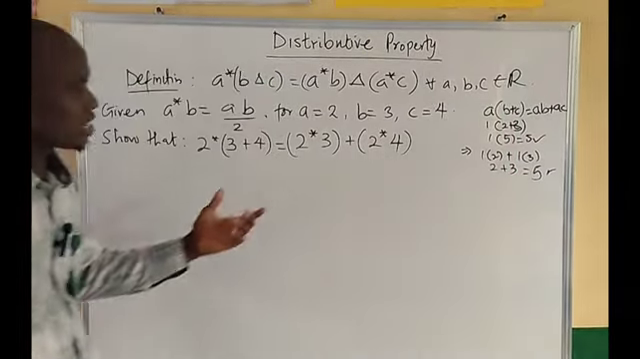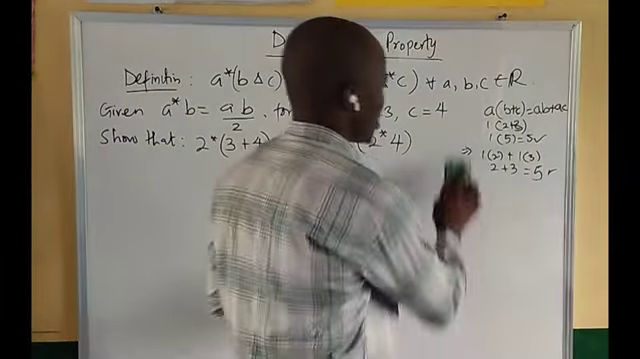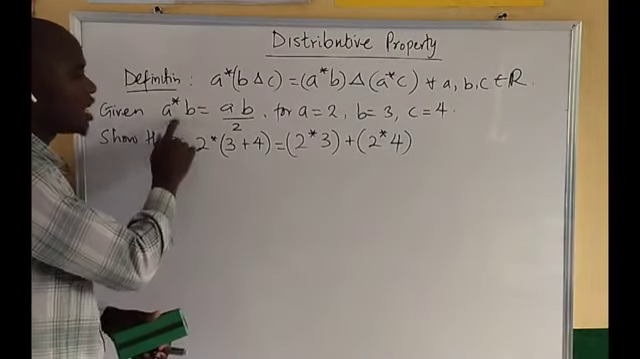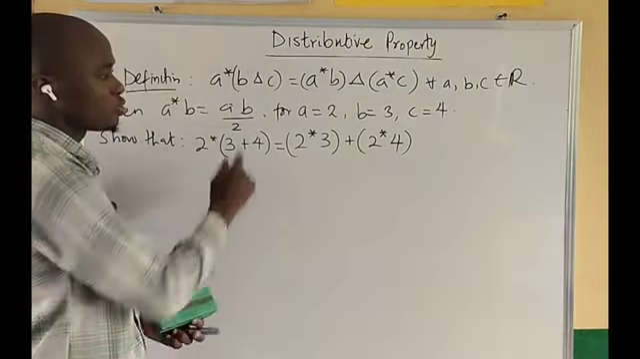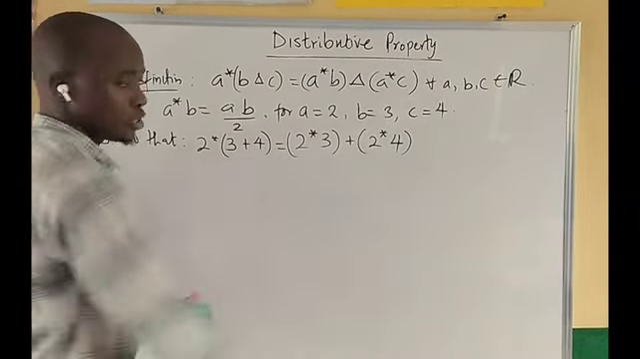That is exactly what we are going to be doing here. What we are going to be doing is giving the definition, that is, a asterisk b equals ab over 2, for a equals 2, b equals 3, and c equals 4.